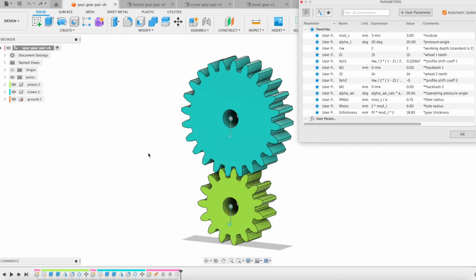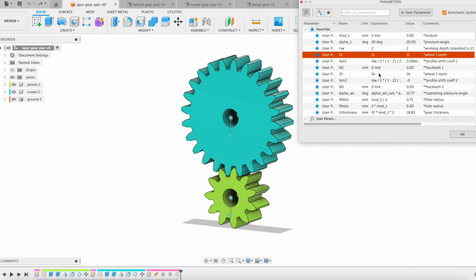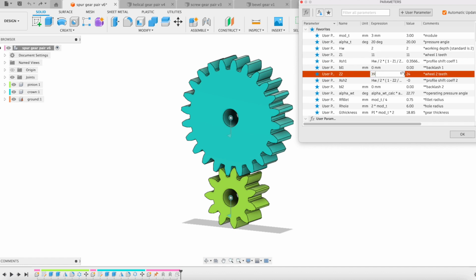Starting with the spur gear, modeled with the help of 52 user parameters. Many of those parameters are helpers and should not be modified. I selected some of them as favorites. We can play with them.